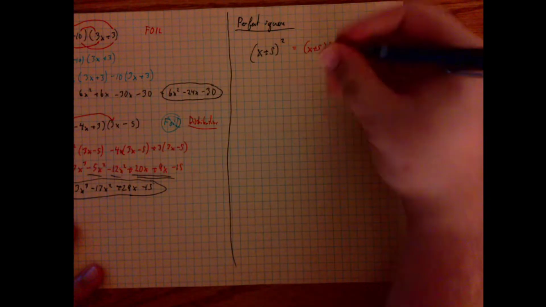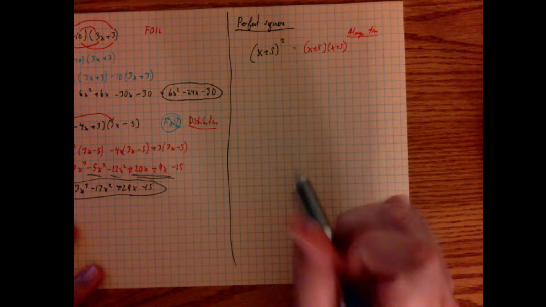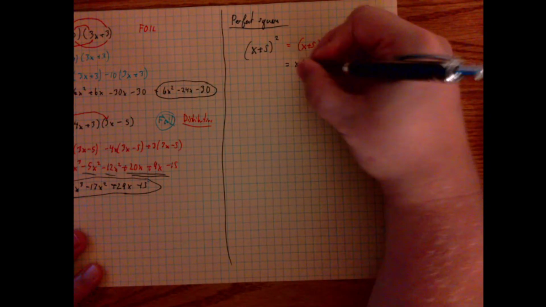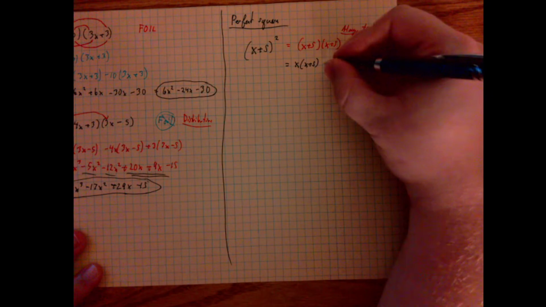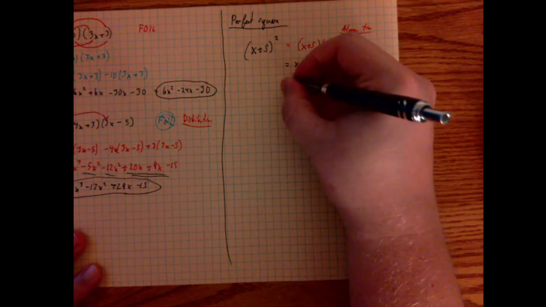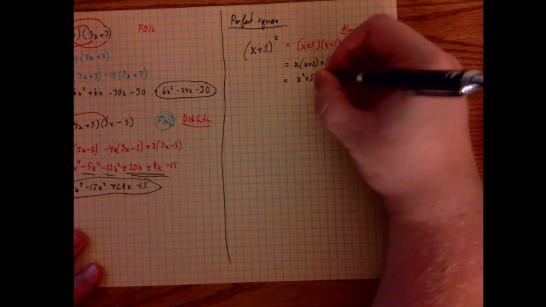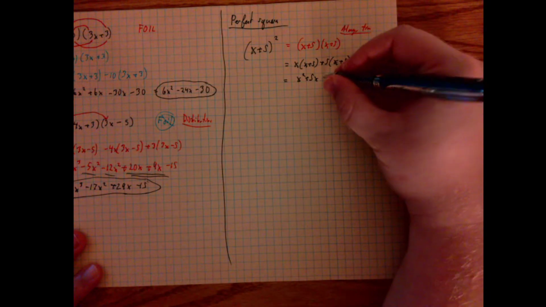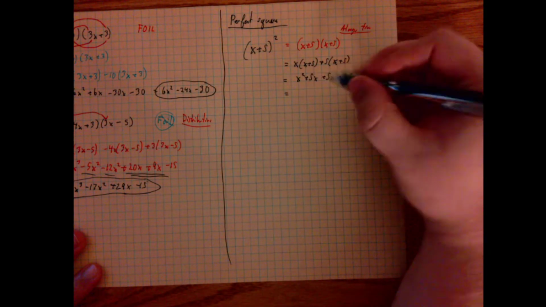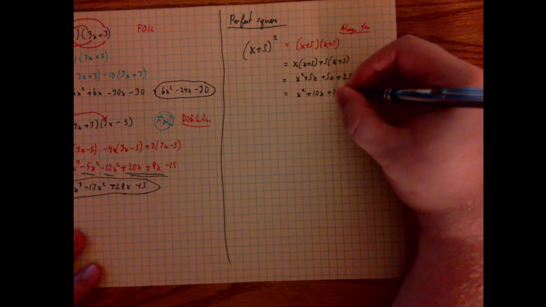And once it's here, we can now use either FOIL or the distributive process to get to a solution, which I'm going to do now. In this case, I'm going to use the distributive process. So I take x times x plus 5 and 5 times x plus 5. From here, we simplify. X times x plus 5 would become x squared plus 5x. 5 times x plus 5 would become 5x plus 25. And then we simplify, becoming x squared plus 10x plus 25.